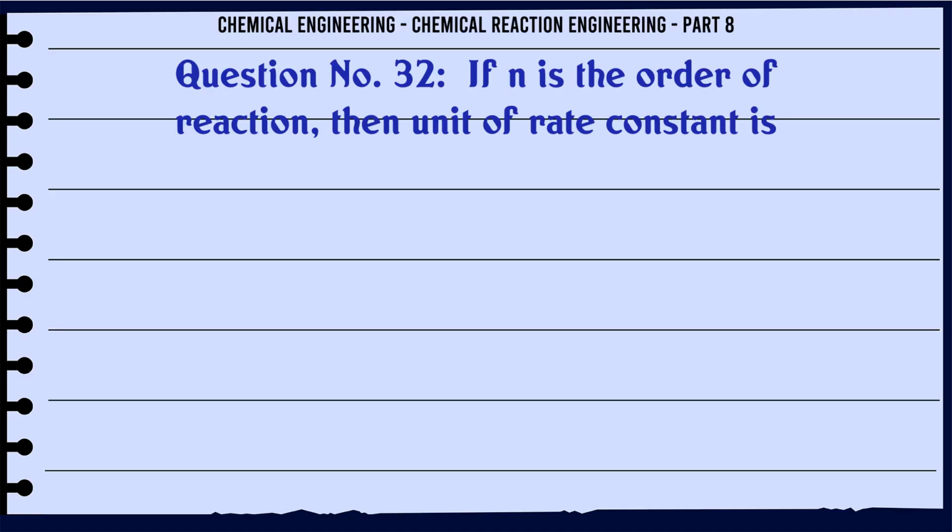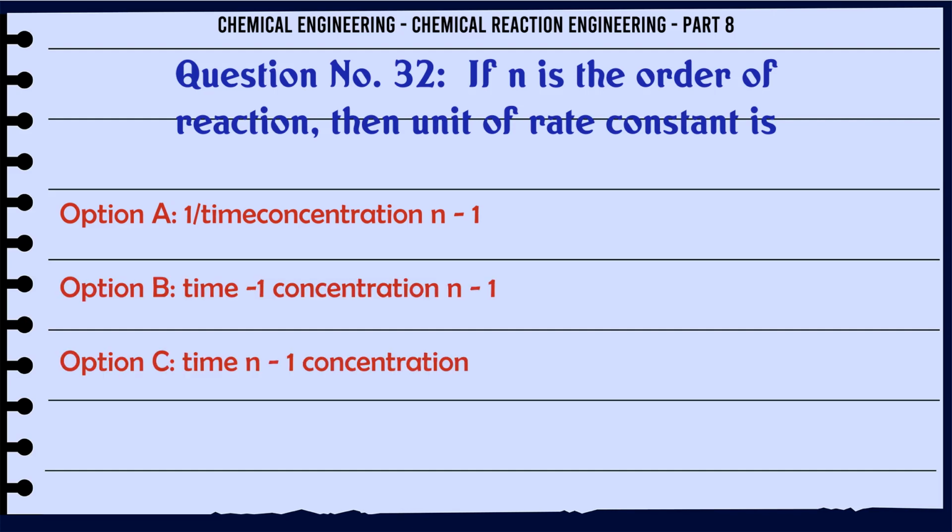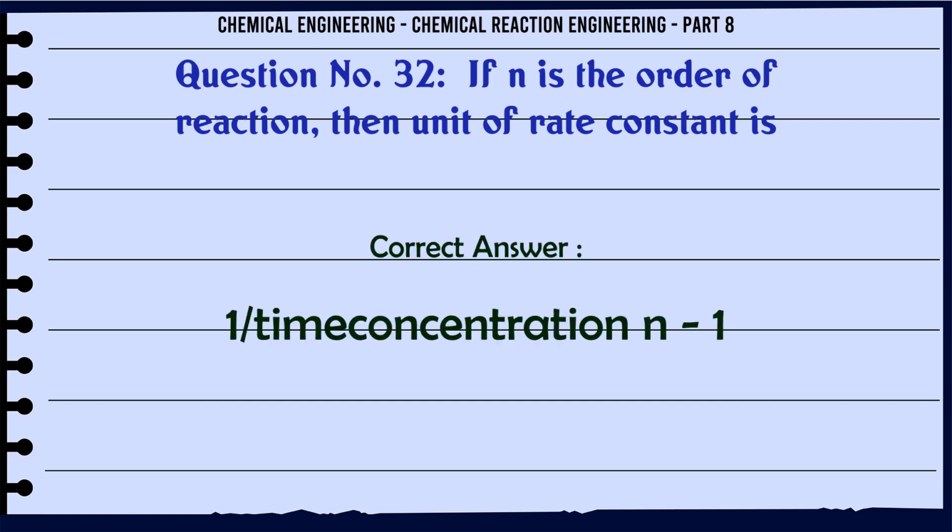If n is the order of reaction, then unit of rate constant is A. (1/time)(concentration)^(1-n), B. (time)^(-1)(concentration)^(n-1), C. (time)^(n-1)(concentration), D. none of these. The correct answer is (1/time)(concentration)^(1-n).